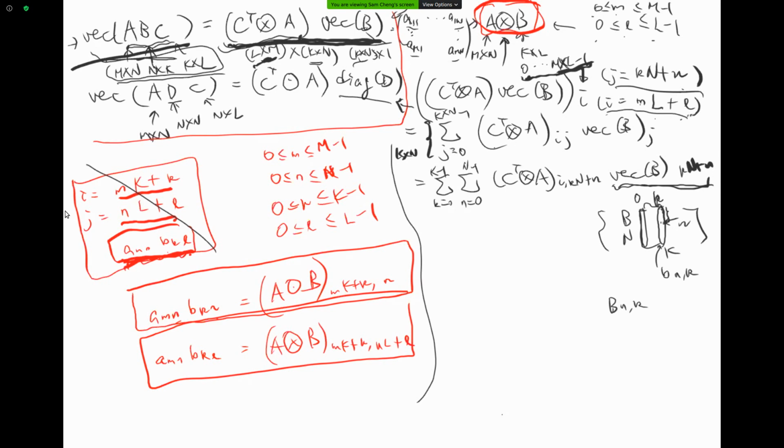Okay, so if I do that, I have I equal to this instead. So I will rewrite this as the sum over k equal to 0 to K minus 1, and n from 0 to N minus 1, of C times A, and then here, therefore I have m times L plus small l, and k times N plus small n, multiplied by b_nk basically. Or actually I have already b_nk here. Multiplied by b_nk.